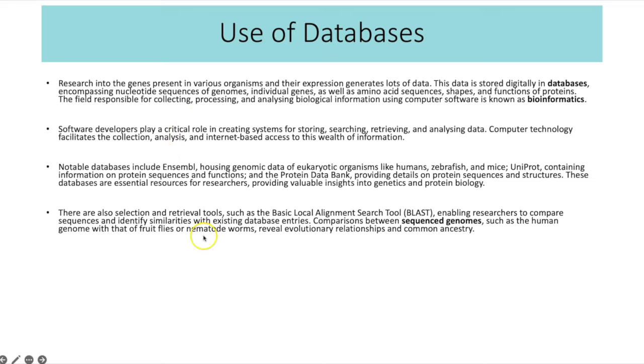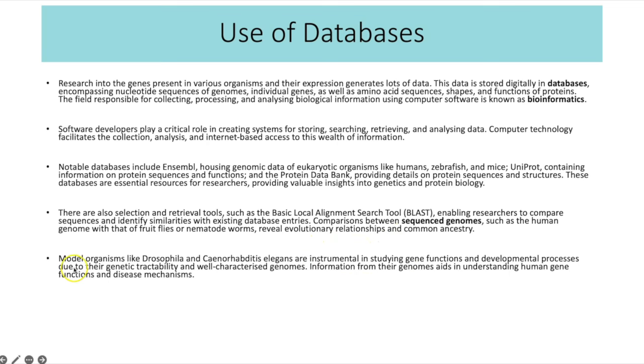There are also selection and retrieval tools, such as the Basic Local Alignment Search Tool, or BLAST for short, enabling researchers to compare sequences and identify similarities with existing database entries. Comparison between sequenced genomes, such as the human genome with that of a fruit fly or nematode worm, has revealed evolutionary relationships and common ancestry. So it's been really, really useful.